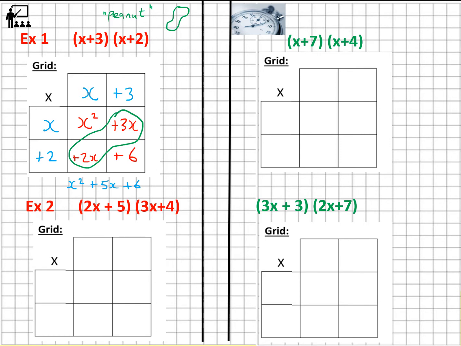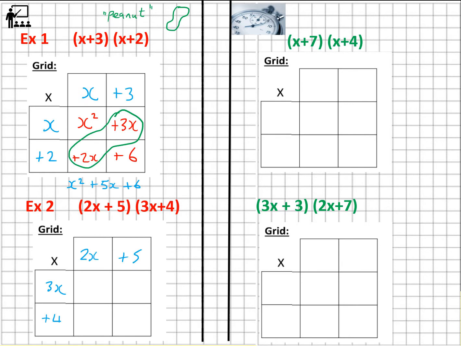Okay. Let's do the same then with the example down below. All right, so you've got 2x plus 5 and 3x plus 4. Again, it doesn't matter where you put the bracket, whether you put it at the top or the bottom. So you can put the 2x plus 5 in here, or you could put it down the left hand side, it doesn't matter. I just keep it consistent and always put the first one in at the top. Now we've got our brackets in the grid, we can multiply them out.